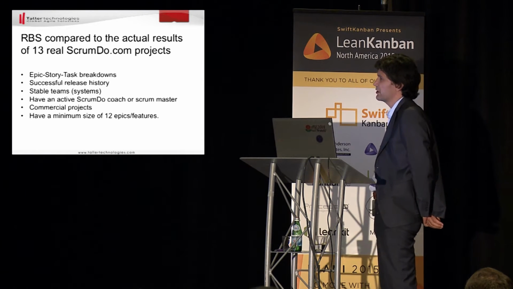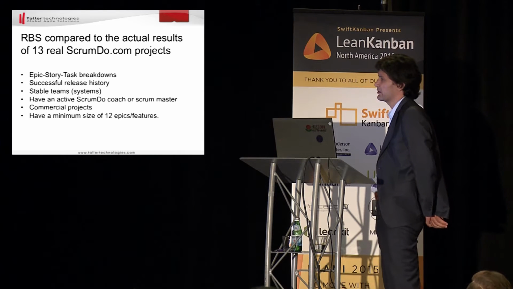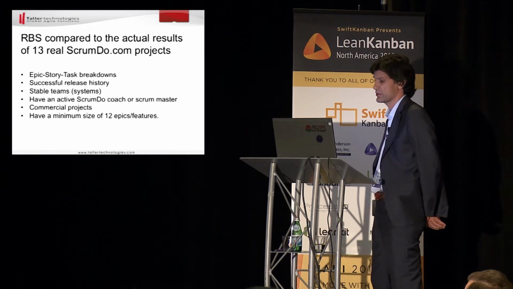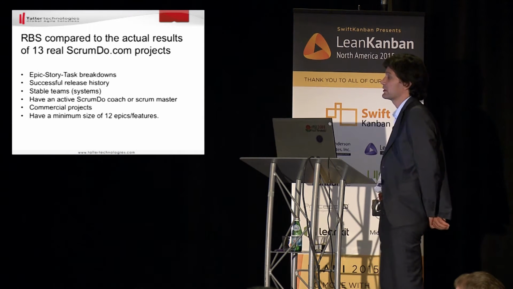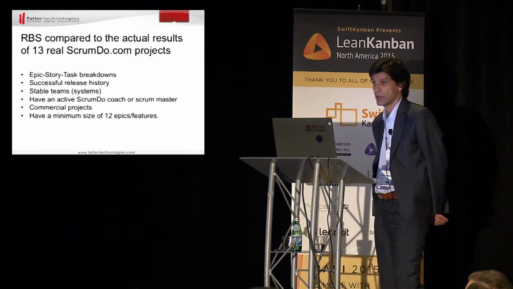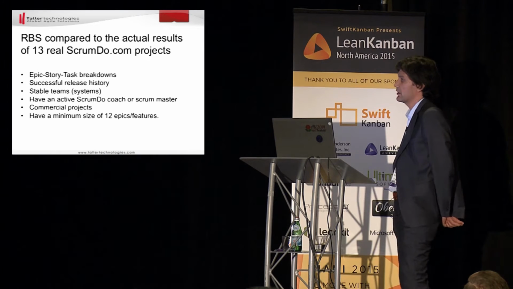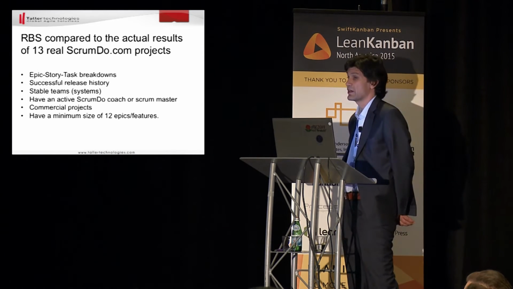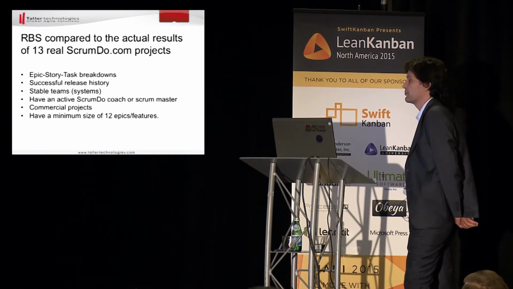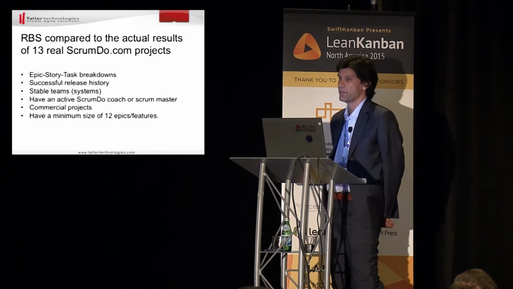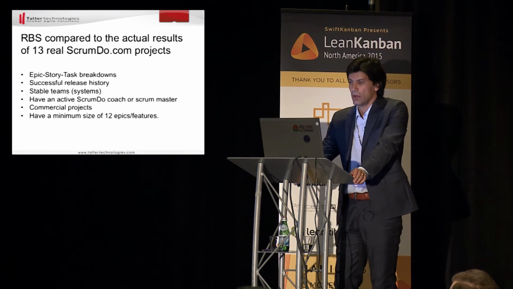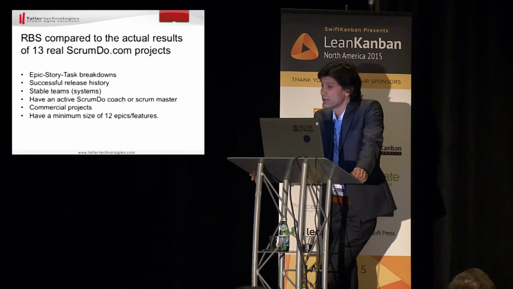The projects they picked comply with several criteria. First of all, the project should have a branching structure, which is epic, story, task breakdowns, a successful release history, and stable systems or teams. They have an active Scrum Do coach or Scrum Master. They are commercial projects. And they have a minimum size of 12 epics or features. They picked 13 projects, and we ran the simulation on this. So these are the results.